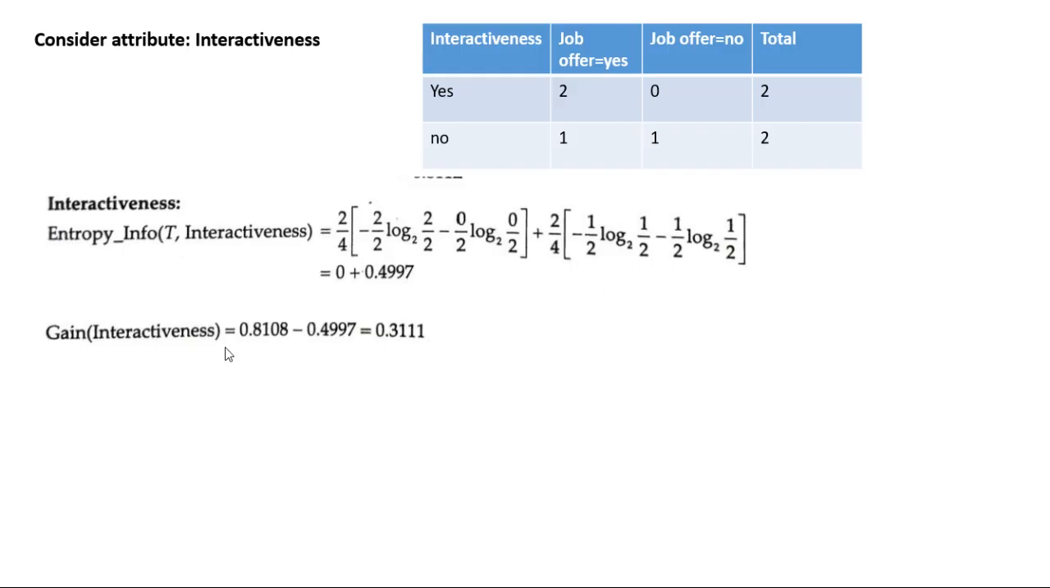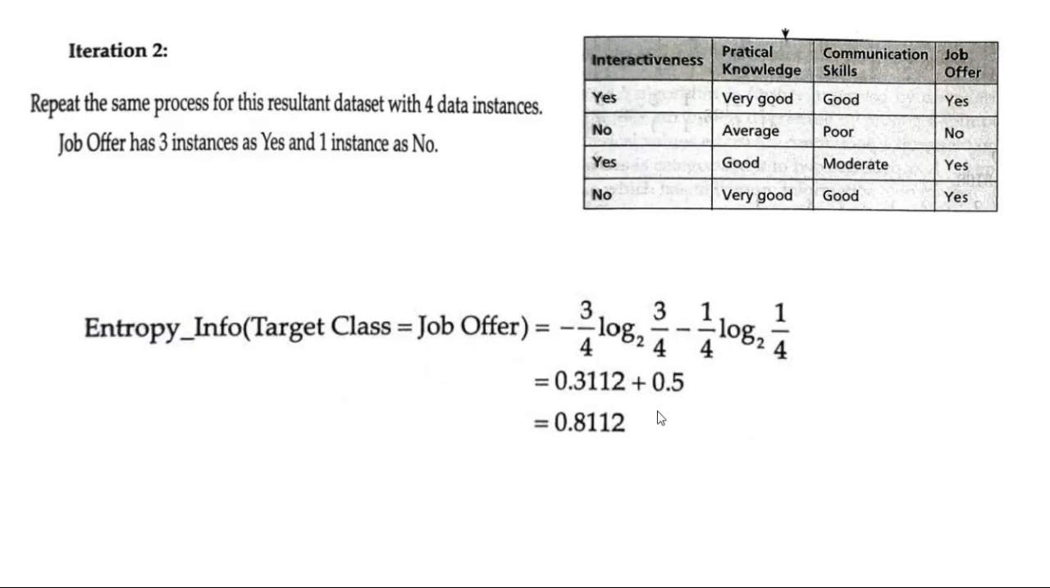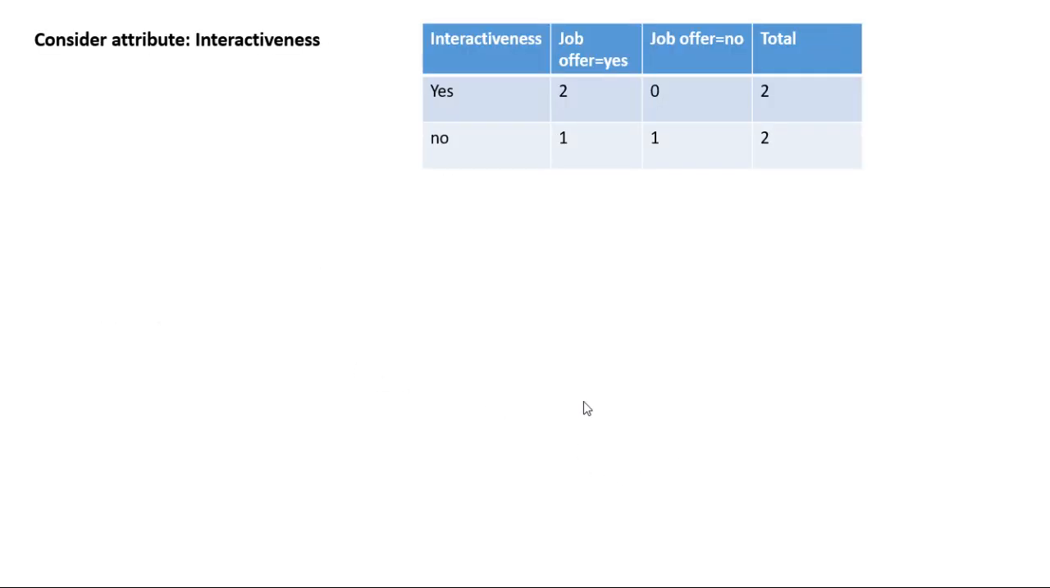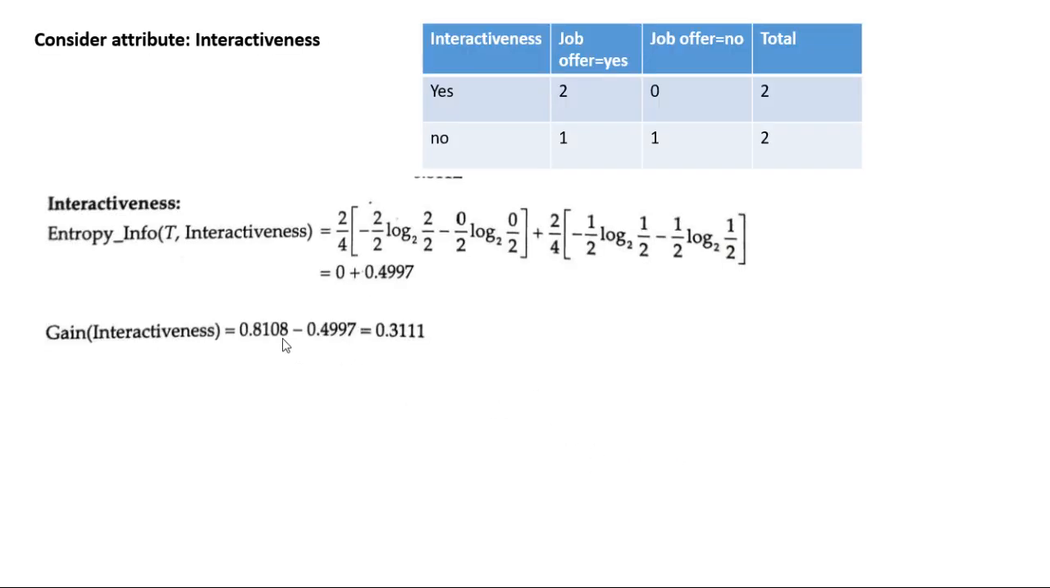Now find the gain. How do you find the gain? The information gain is, I got the entropy information for the entire class as 0.8112. So just subtract, I think there's a mistake. This must be 0.8108. Just subtract it with this, you get 0.3111.